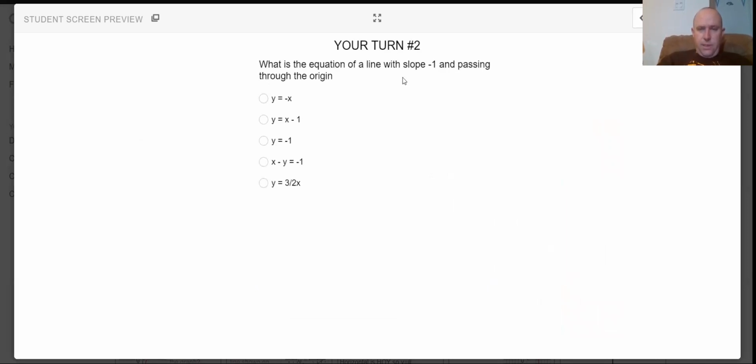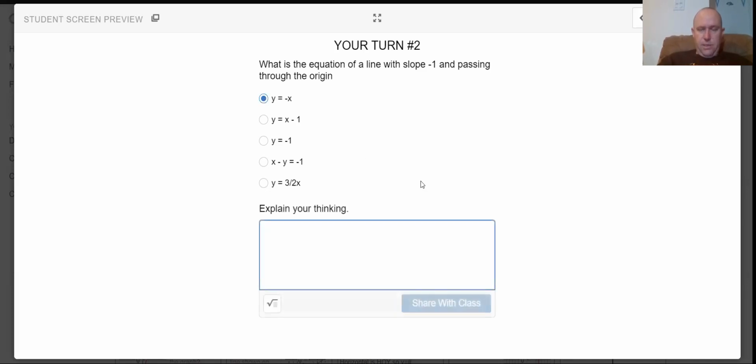What is the equation of a line with slope -1 and passing through the origin? So I'm looking for -1x, or that would just be -x. And origin is 0, so that means nothing at the end. So looks like it's just that first one. And the reason I just gave you there as well.